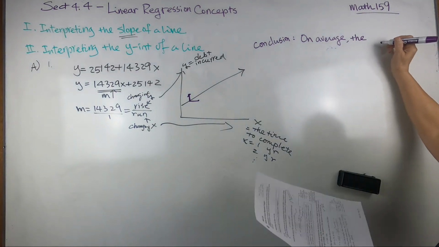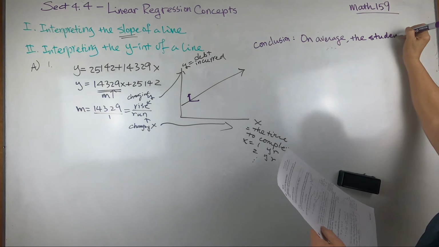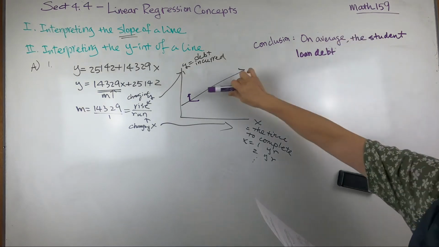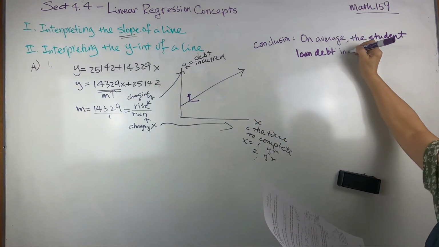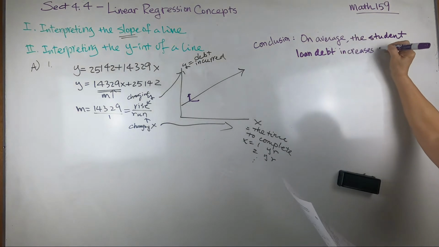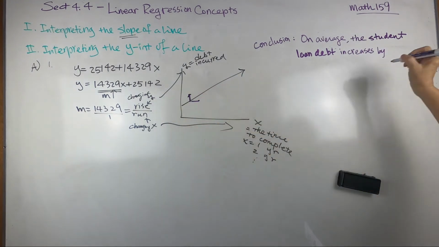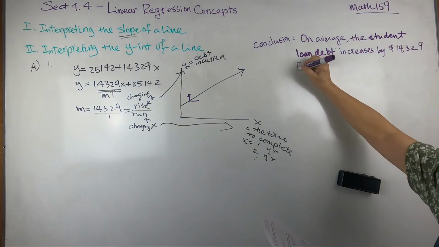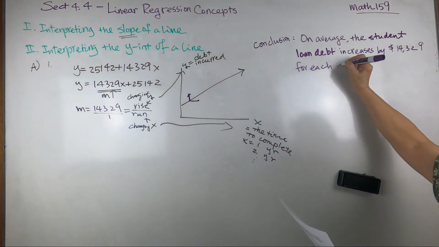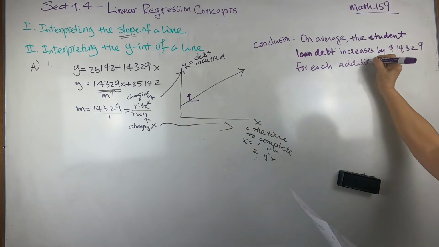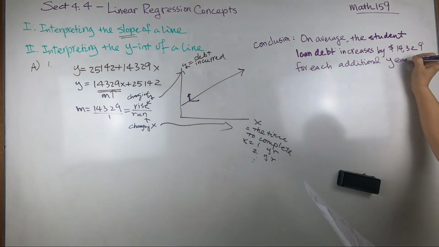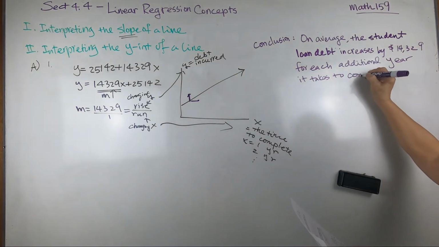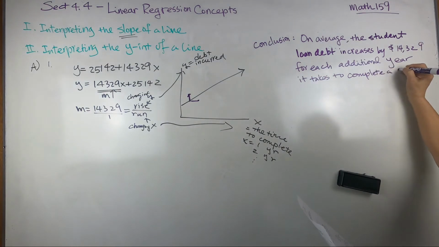So on average, this problem is talking about student loan debt. Debt will what? Increase by how much? The change in Y, right? 14,329 for each additional year it takes to complete a college degree.